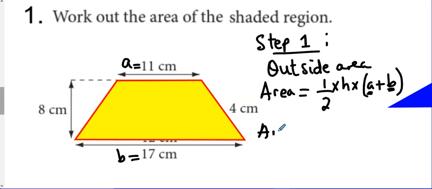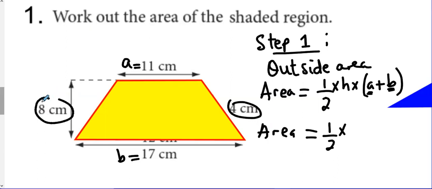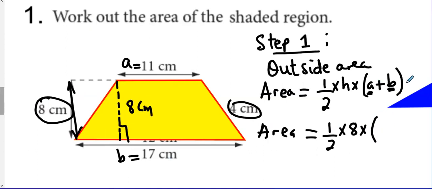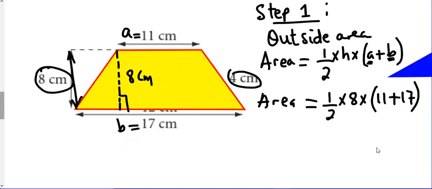So what is the area then? The area will be equal to 1/2 times the height. How high is this shape? So the height of this shape is 8 centimeters, which is shown here. That is the height of that shape. So this will be 1/2 times height, which is 8, times A plus B. A is 11 and B is 17. So when you add the two, what do we get?